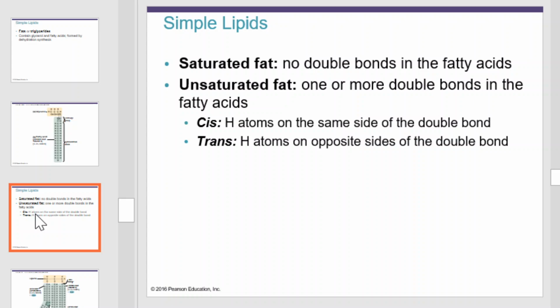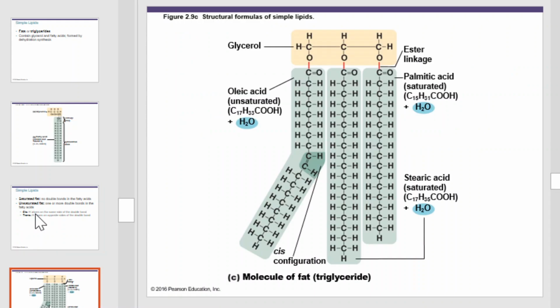Unsaturated fats come in cis and trans varieties. In the cis variety, the hydrogen atoms are on the same side of the double bond, and in the trans, the hydrogen atoms are on the opposite side of the double bond. This is a more accurate representation of a full triglyceride, a glycerol attached to 3 fatty acid chains. The chains that are straight are saturated, and the chain that is bent is unsaturated.